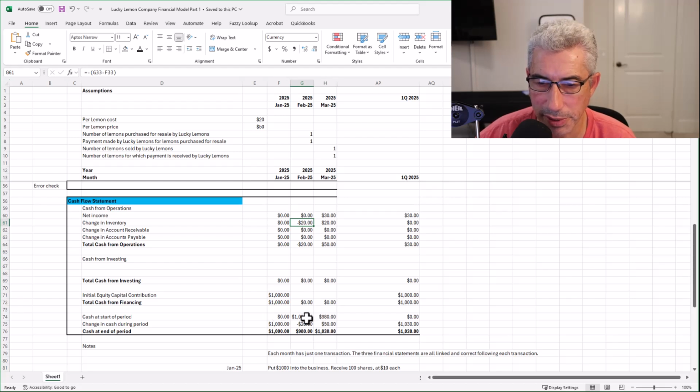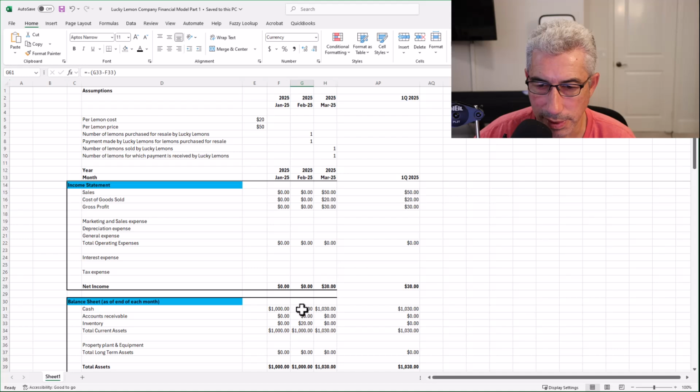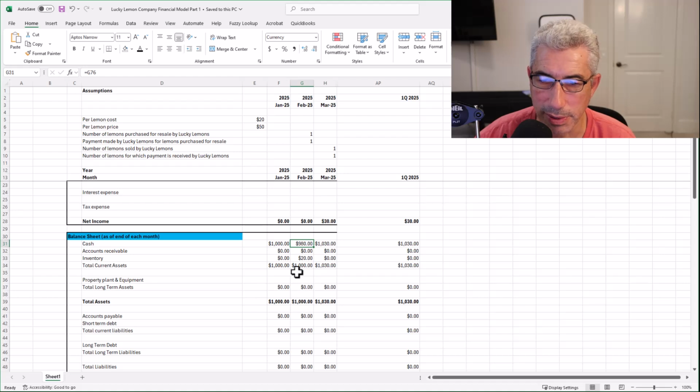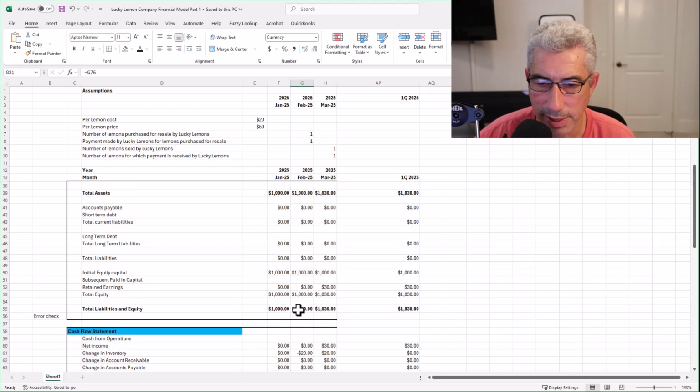So cash at start of period is $1,000 minus the $20 change in cash from operations, so minus 20 equals 980. And that 980, which is cell G76, feeds into this number here. So that equals G76. So we're balanced. We've got 980 in cash, $20 in inventory, so $1,000 in total current assets. So total assets $1,000. And we still add $1,000 of equity capital. So total liabilities and equity is still $1,000.